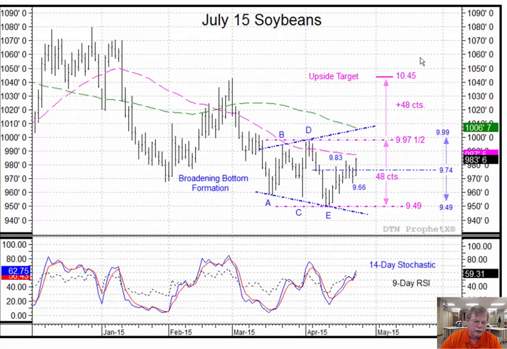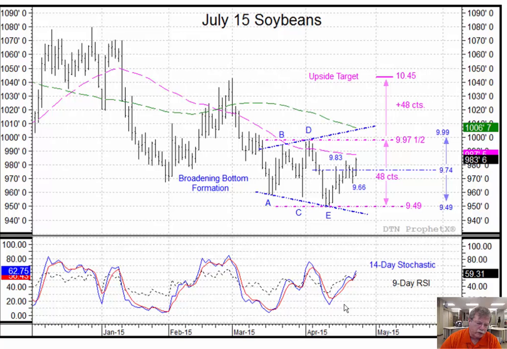Another formation that a lot of technicians watch is on the technical indicators down here below. We watch for divergences to occur. And we did see a divergence in both RSI and the stochastic indicator. This low in mid-March associated with A on the price chart sits here, and then the low associated with E, where prices made a lower low, but your technical indicators made a higher high.